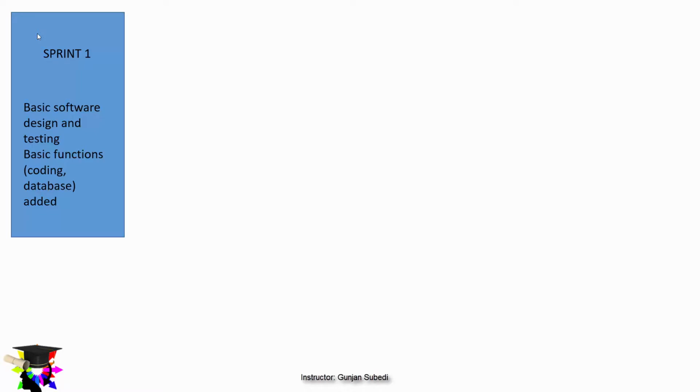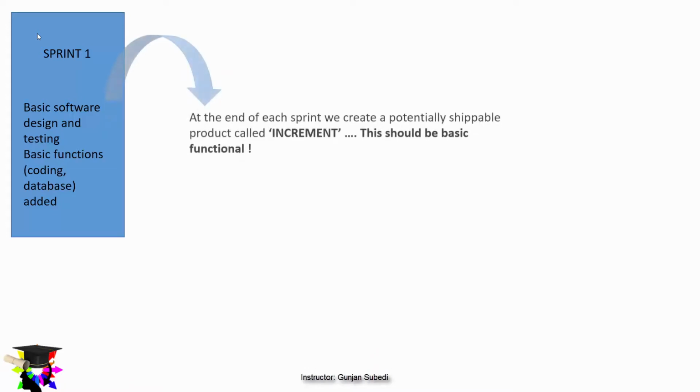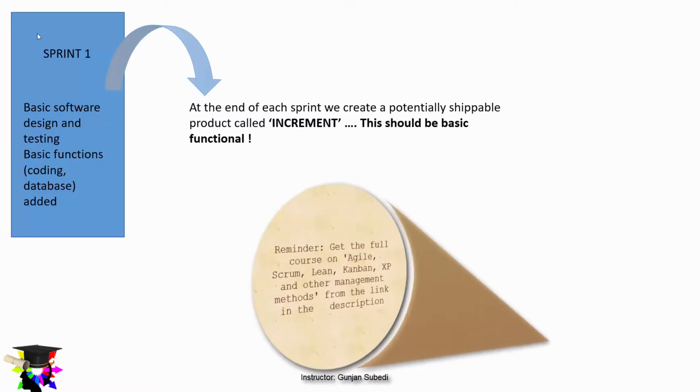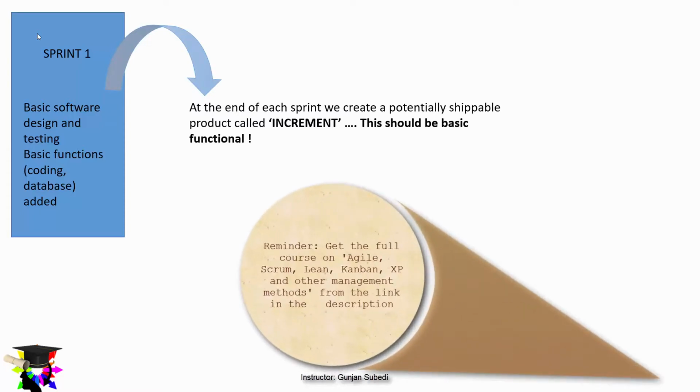Note that at the end of the first sprint itself, we get the basic working software. We may perform different activities in the first sprint, like basic software design and testing, and basic functions such as coding and addition of the database. At the end of each sprint, we create a potentially shippable product called an increment. This should be basic and functional. We add more features on each increment according to the customers' or stakeholders' requirements.